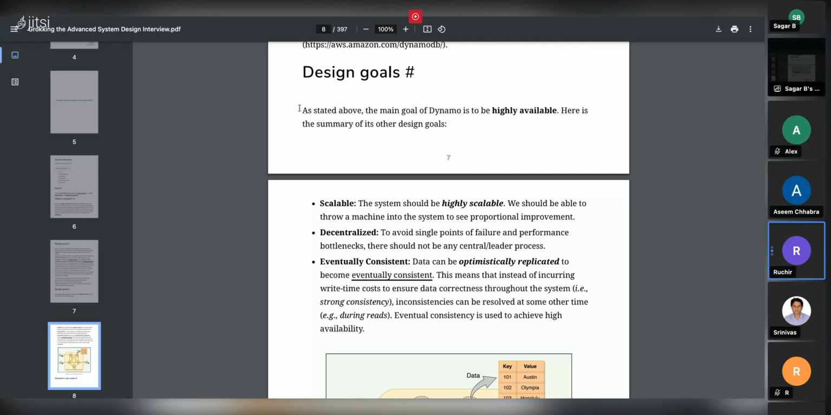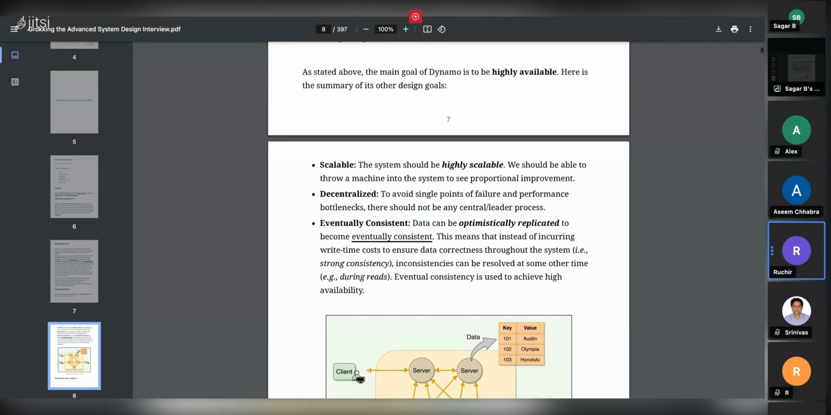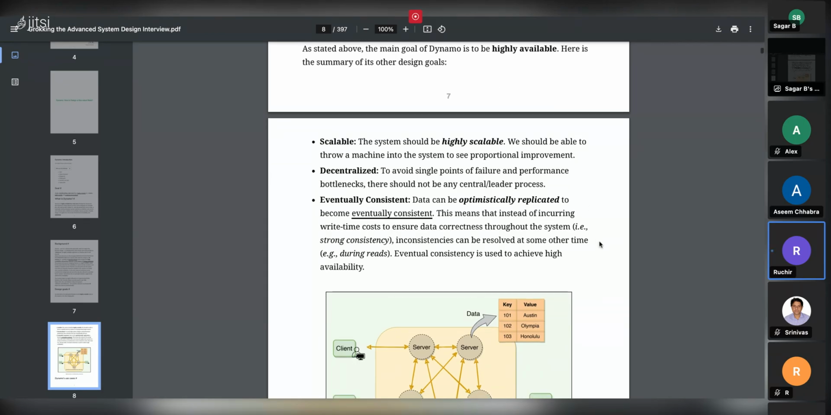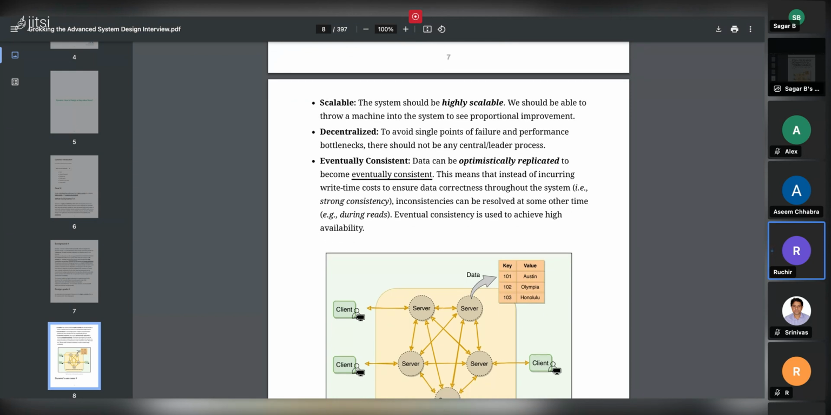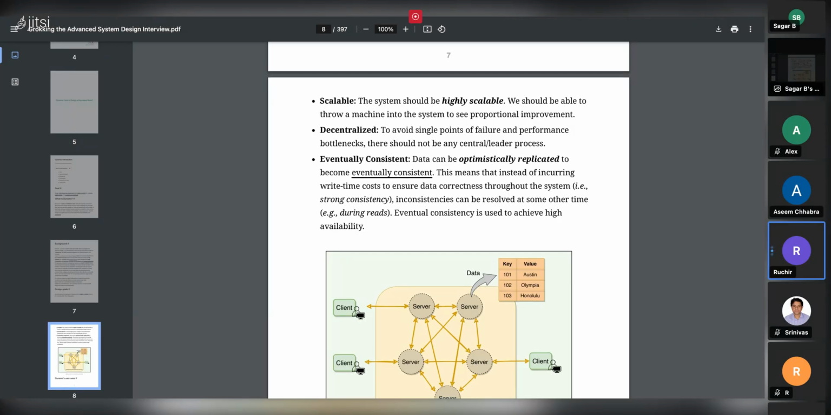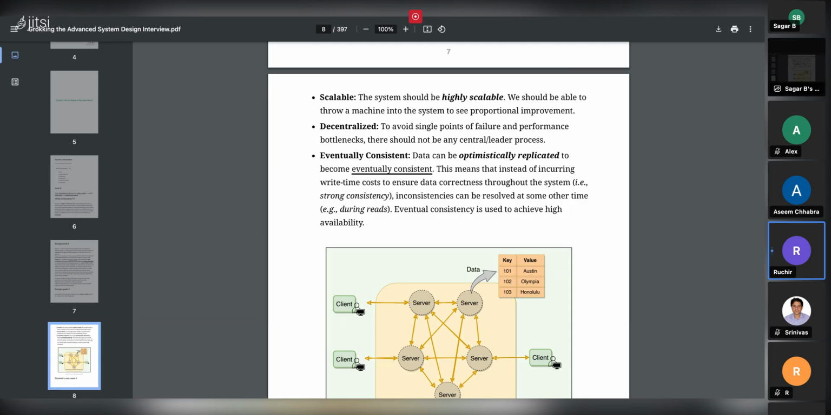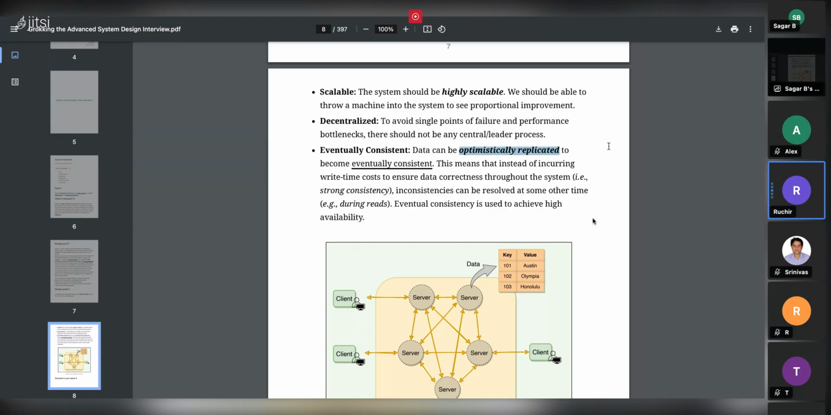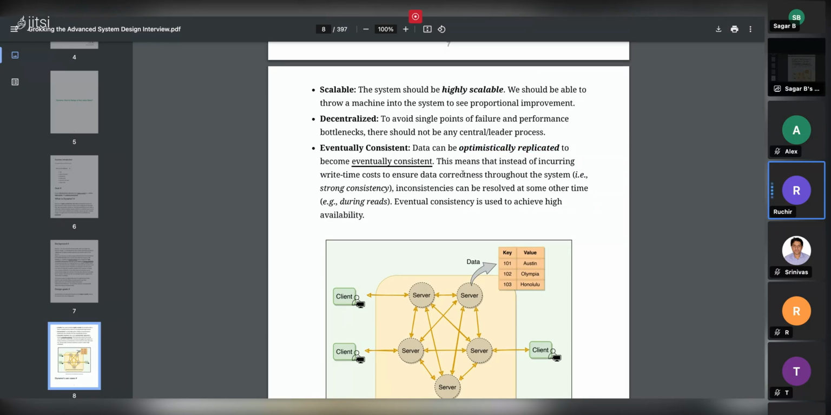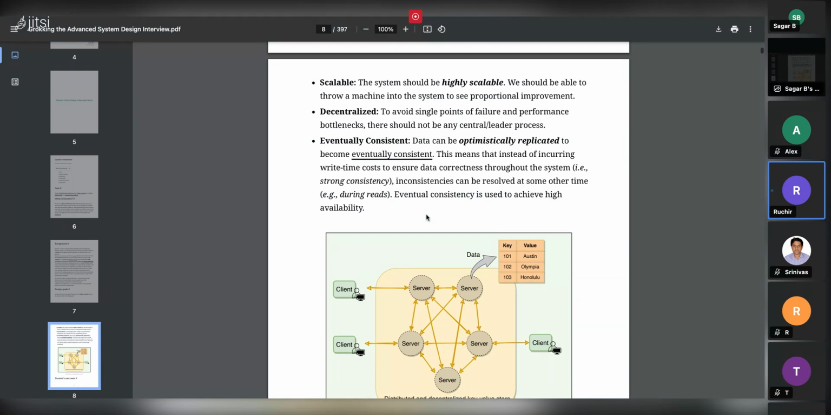As stated above, the main goal of DynamoDB is to be highly available. Here is a summary of other design goals. Scalable: the system should be highly scalable. We should be able to throw a machine into the system to see proportional improvement. Decentralized: to avoid single point of failure and performance bottlenecks, there should not be any central leader process. Eventually consistent: data can be optimistically replicated to become eventually consistent. This means that instead of incurring write time cost to ensure data correctness throughout the system, that is strong consistency, inconsistencies can be resolved at some other time during the reads.